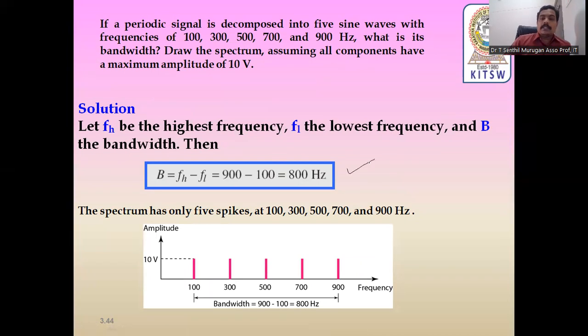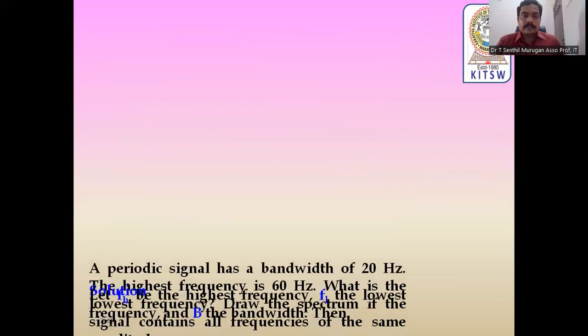So finally we are finding 800 kilohertz. How can we represent it? 10 volt only, maximum 10 volt. So we can keep 10 volt at 100, 300, 500. 5 sine waves are transmitted now. In this example, you see here 5 values are given. So we can draw the bandwidth of these signals equal to 800 kilohertz.